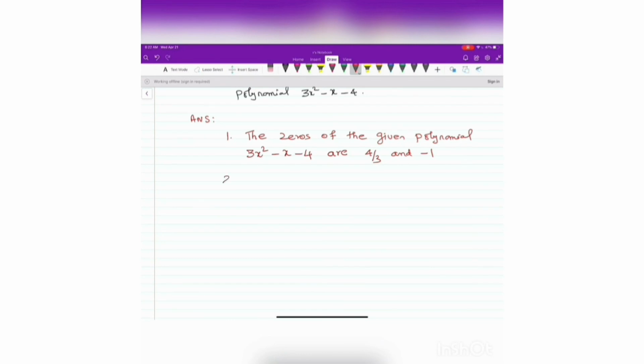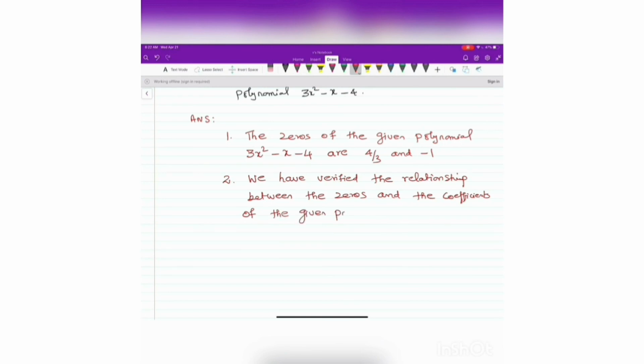Okay. Now the second answer. We have verified the relationship between the zeros and the coefficients of the given polynomial or quadratic polynomial 3x square minus x minus 4. This is how you will be concluding your final answer.